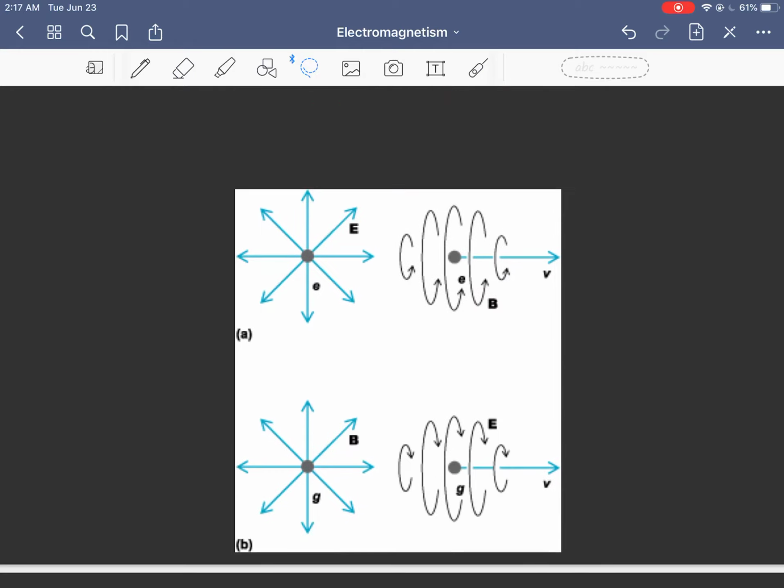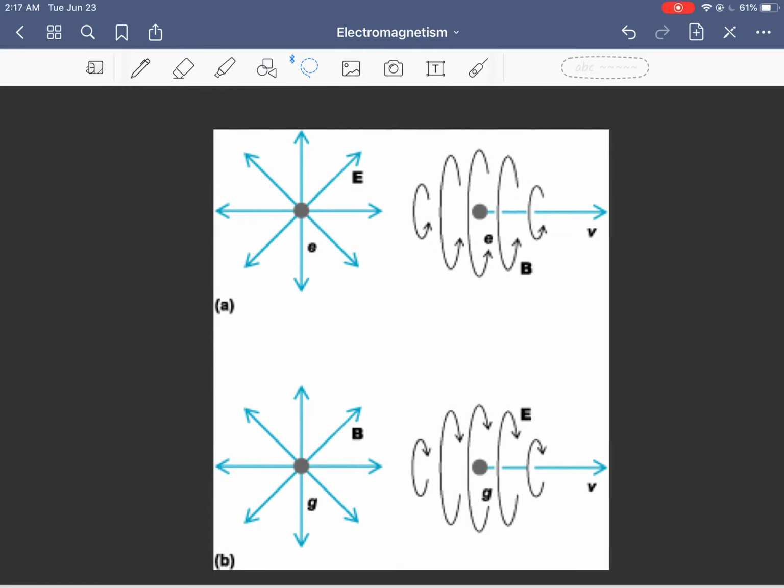So we can redraw that here, and all this is saying is that this electric object right here in red is going to create electric fields as expected, but it's also going to create magnetic fields that curl around it. And here with this magnetic object, it's going to create magnetic fields around it, but it's also going to create curling electric fields.